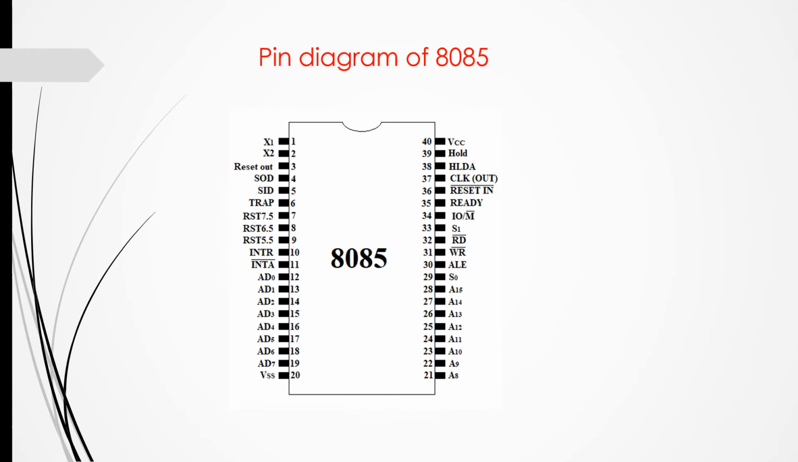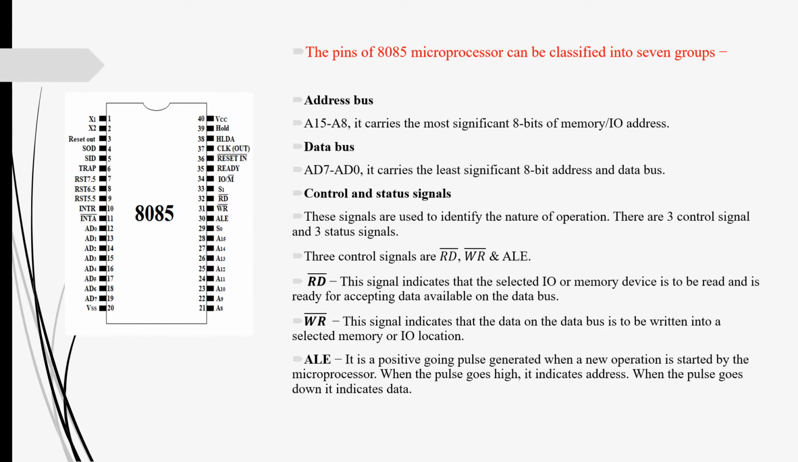This is the pin diagram of the 8085 microprocessor. This is a 40 pin IC. Now we will see the function of each pin. The pins of the 8085 microprocessor can be classified into 7 groups. First, we will see the address bus.